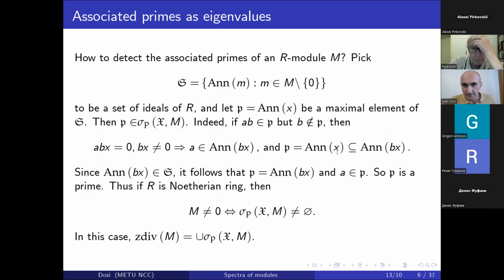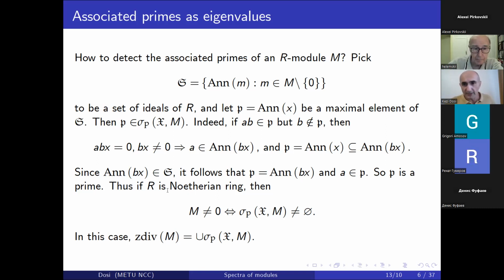The annihilator of Bx will be bigger than this because the ring is commutative. Whatever annihilates x is going to annihilate Bx. And P was maximal, so P equals the annihilator of Bx, right? But A belongs to the annihilator of Bx, so A belongs to P. That's it. So P is a prime. Look, that's one way you can detect associated primes of the module M.